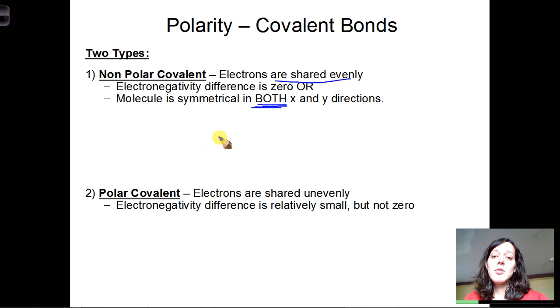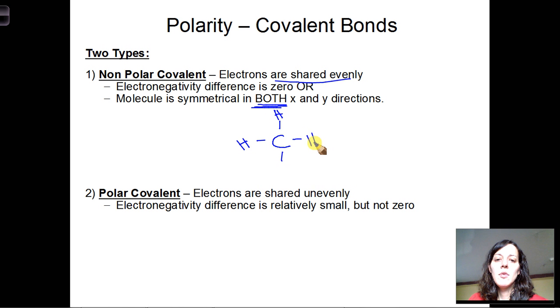So for an example, a classic example is methane, which is CH4. If we were to draw out methane, the electronegativity difference between C and H, they're not the same atoms, so it's not zero. So that first one doesn't apply. However, this molecule is symmetrical. If you were to build it with a kit or actually draw it three-dimensionally, it is symmetrical in the x direction as well as in the y direction. If you fold it in half in either direction, it does look the same. So this second bullet applies.